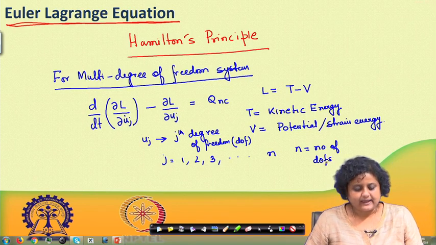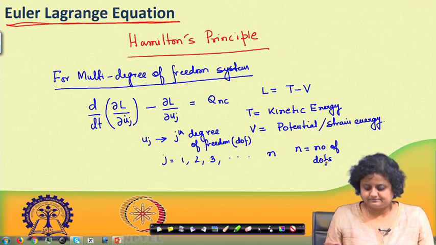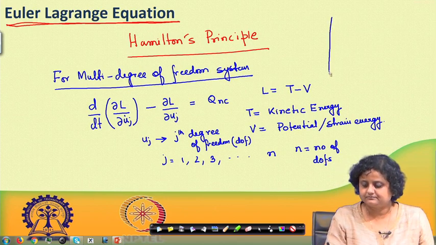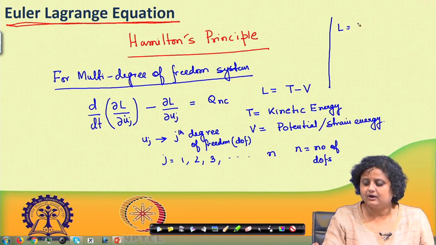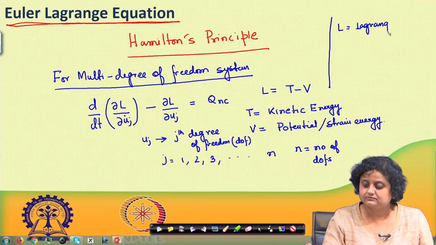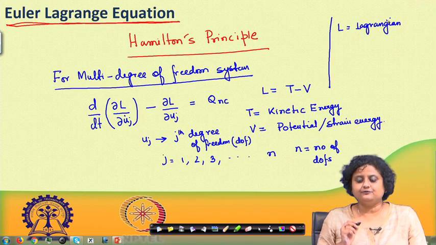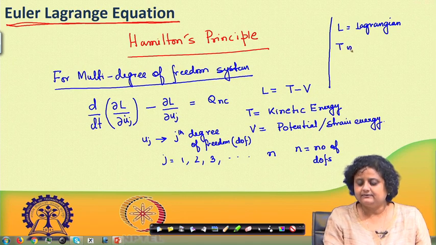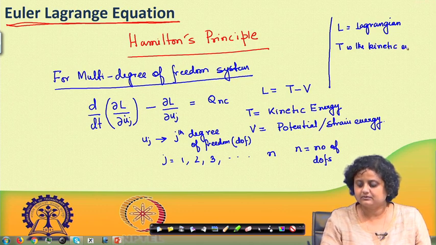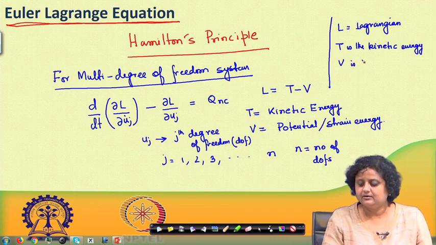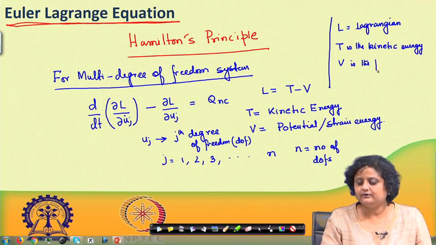Now, what is L? L is called the Lagrangian, which is nothing but T minus V, where T is the kinetic energy of the system and V is the potential energy or strain energy.